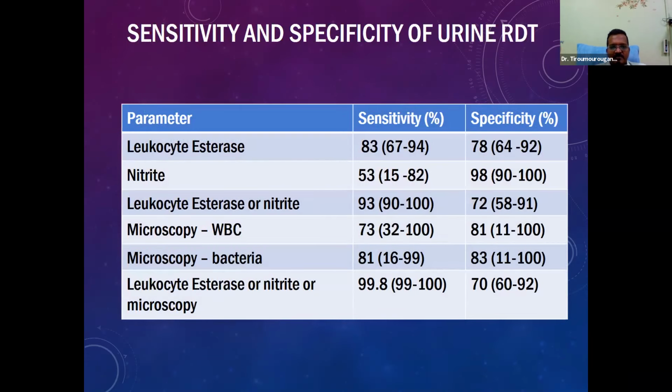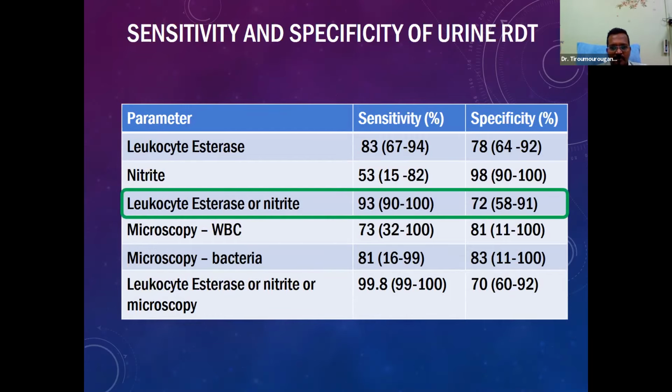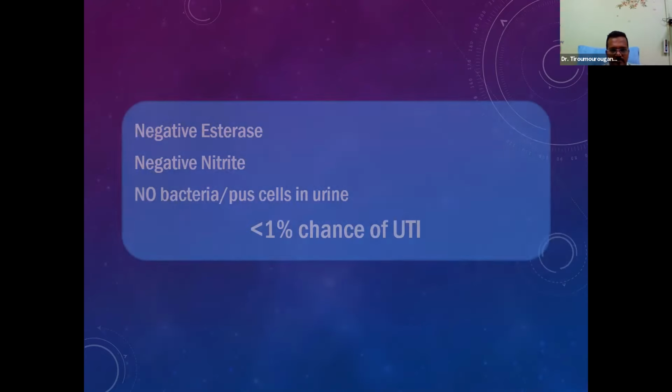So looking at the sensitivity and specificity, which one of them should I use? From the point of view of ruling in a disease, nitrite is the best. As you can see, there is 98% specificity, whereas from the point of view of ruling out, you put all three together, and if all three of them are negative, then you can be pretty much certain that the child does not have a urinary tract infection.